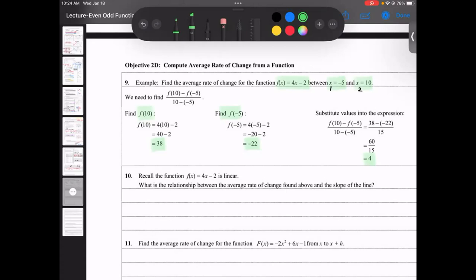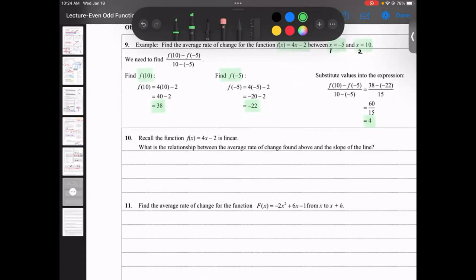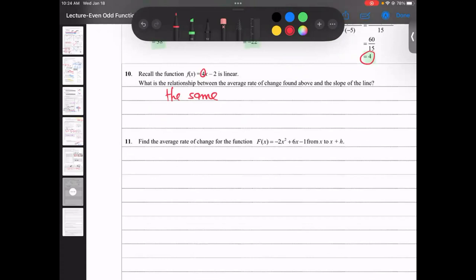Now number 10 asks, what is the relationship between average rate of change, as above, and the slope of the line? They're the same, right? Like I said, average rate of change is the slope. Right, the same. All right, last one, and we'll be done.